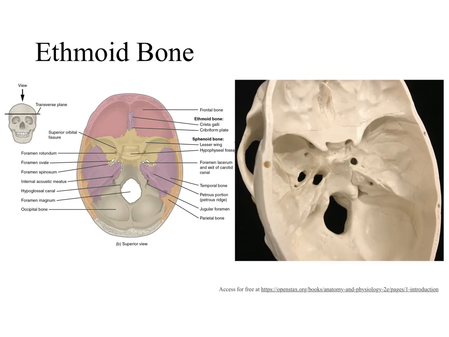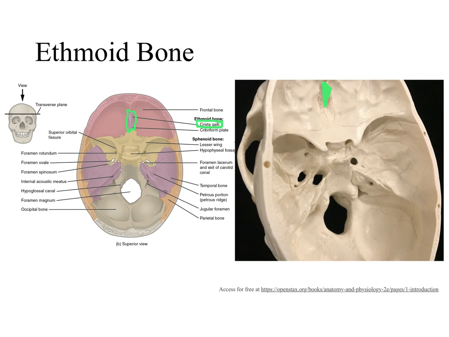If we keep looking at this superior view of the skull, we can see the ethmoid bone. And the ethmoid bone is anterior to the sphenoid bone. And we can see the ethmoid bone right here better. The ethmoid bone has several bone features, including this little triangular structure that looks like a rooster's crest. And consequently, that was named crista galli, the crest of the rooster.